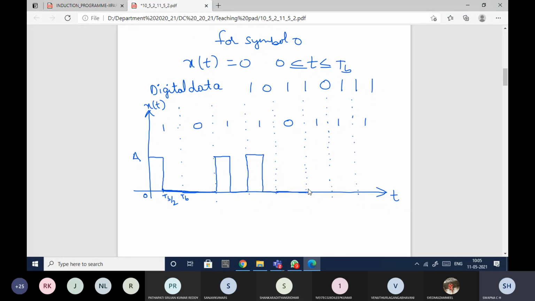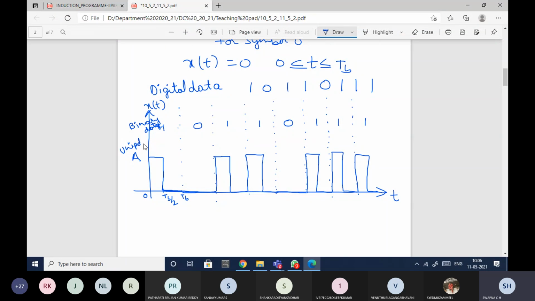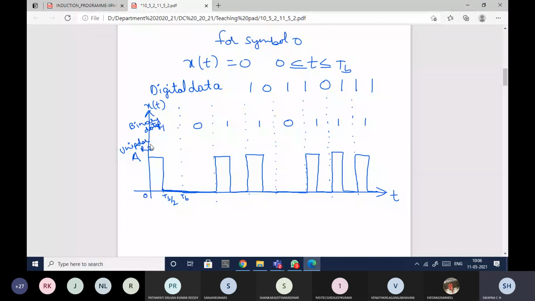Next again it is 0. So next again 1. Its amplitude will be A for half of the interval, and the rest of the amplitude will be 0. Next again the same, A 0, A 0. So this is, for this binary or digital data, the unipolar RZ format. This is all about your unipolar RZ.